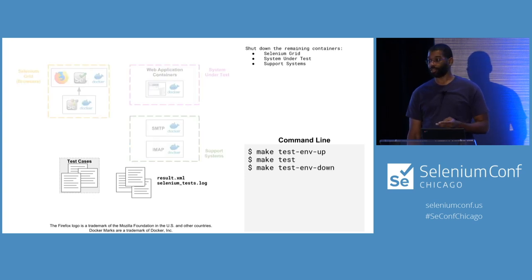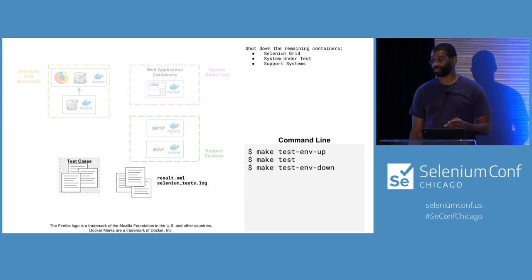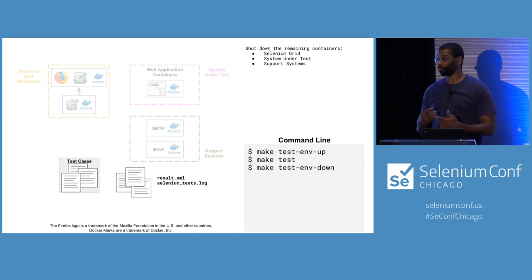and we're ready for our third command, make test env down. The make test env down command shuts down all of the containers that were started by the make test env up command. So with these three commands, somebody can go through and get started with running our test environment.